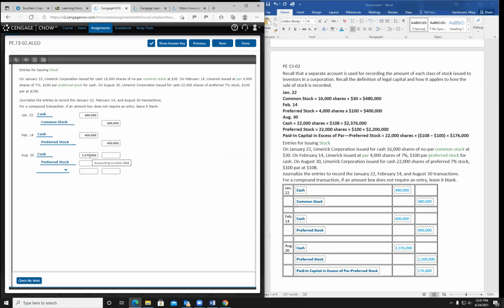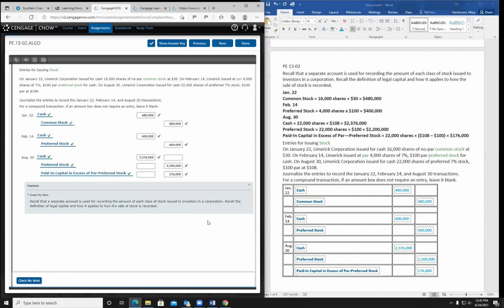Since we received more cash than what the stock is valued at, we now have a paid in capital in excess of par, and that's for preferred stock. So we're going to select that account to record it to. The calculation, again, can be done multiple ways. You can simply subtract 2,200,000 from 2,376,000, or you could take the 22,000 shares and multiply it by the difference of the issued rate and the par rate. Either way, the calculation should come up with a paid in capital in excess of par of 176,000.